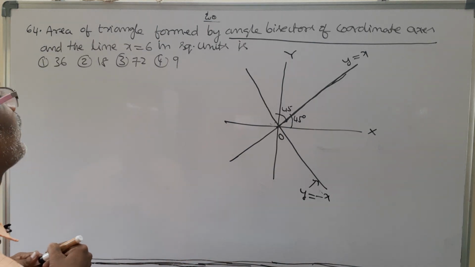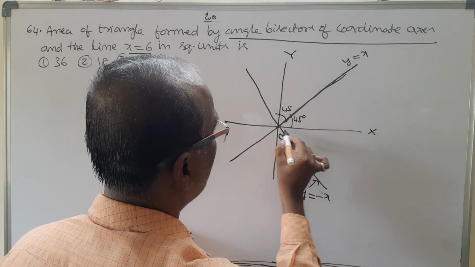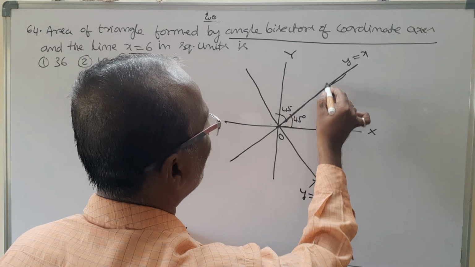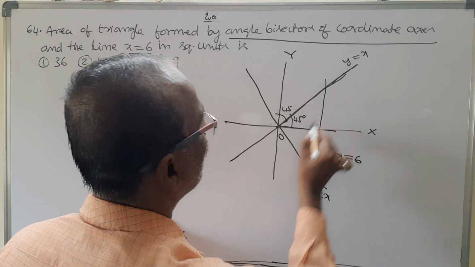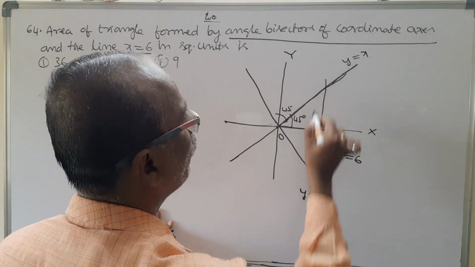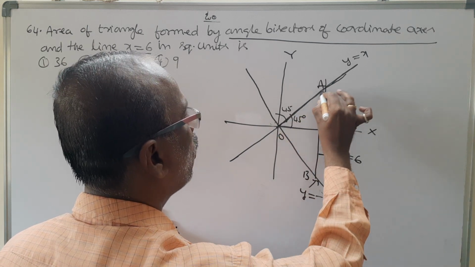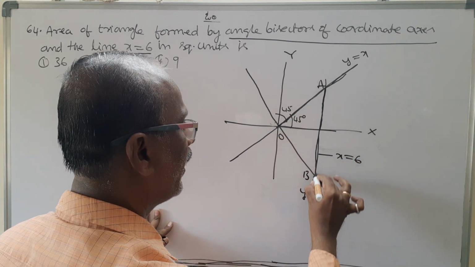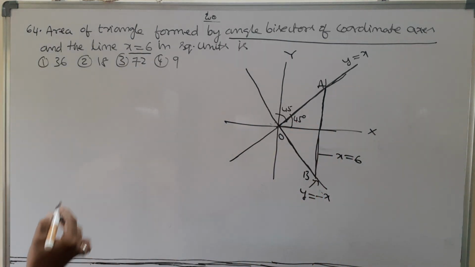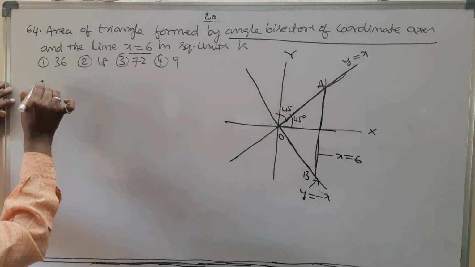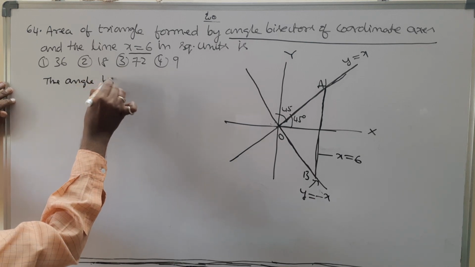Here one line is given, x equal to 6. x equal to 6 is a line parallel to the y-axis. This is the line x equal to 6. It cuts the lines y is equal to x and y is equal to minus x at points A and B. O, A, B is a triangle. We need to find its area.